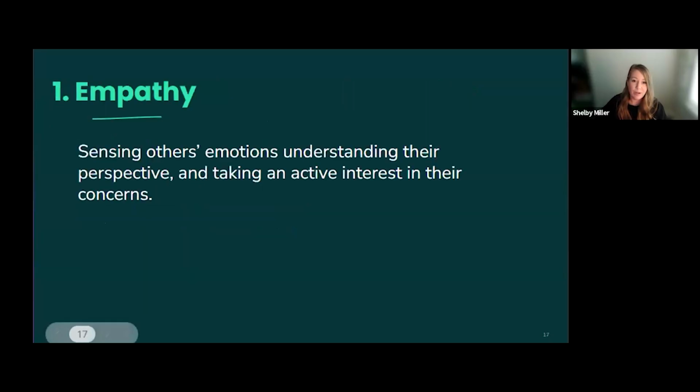So we're going to dive into a working definition of empathy. It's obviously sensing others' emotions. And I'm guessing of all the terms we're using in this course, this is the one where you think, I've heard that word, I have a basic idea of this. So we understand it as sensing others' emotions, understanding their perspective, and taking an active interest in their concerns. We probably mostly hold on to the first part of that definition, sensing others' emotions, but there is a lot of cognitive work we're doing on our end to take their perspective and to genuinely care.